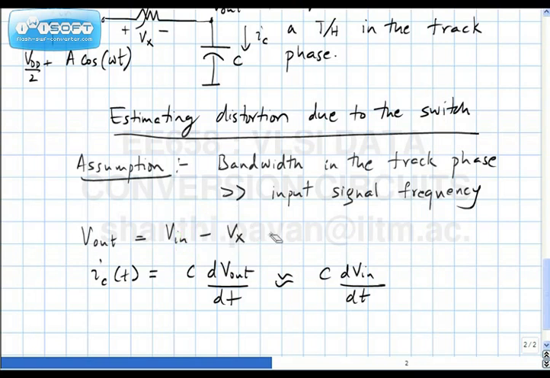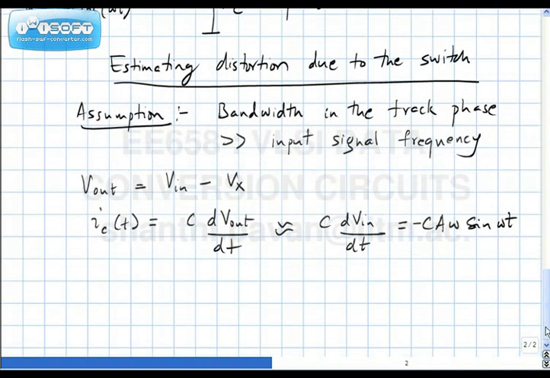So C dVout by dt can be approximated to be C dVin by dt. Okay, and what is this now? C times A omega. So that's the approximate current flowing through the capacitor, and this current goes through the resistor and creates a drop. If this was a linear resistor, the drop would also be purely sinusoidal, and when you subtract two sinusoids, you still get a sinusoid, so the output will be devoid of any harmonic components.